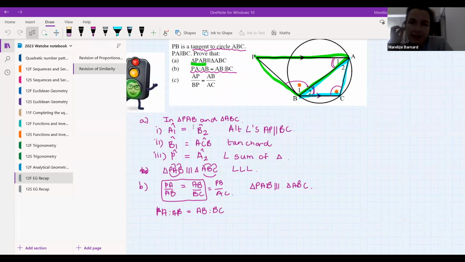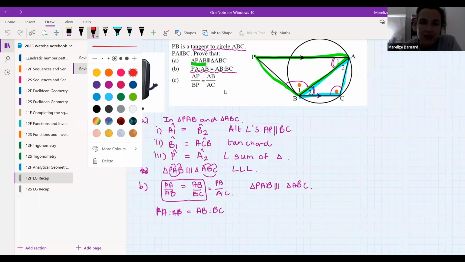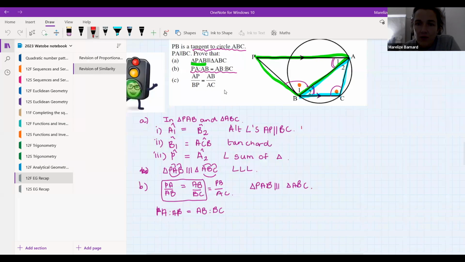And then lastly, because we've got those two angles now, we can say that angle P is equal to angle C2, angle sum of a triangle. Once you have the similarity, write down your triangles are similar, and then write your reason. If you want to give yourself some marks here, please tell us in the chat how you did. One for the alternate and the tan chord and the angle sum, and then for the similarity with the reason.